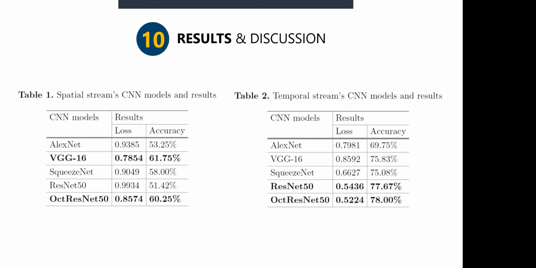Table 1 shows the results of each CNN model when trained using the spatial information of the KTH dataset. The VGG16 performed the best with an accuracy of 61.75%, and the OpResNet 50 model came in second with an accuracy of 60.25%. In table 2, it shows the results obtained when training the CNN models with temporal information of the KTH dataset. Here, the OpResNet 50 model obtained the best accuracy of 78%, and the ResNet 50 came in second with an accuracy of 77.67%.